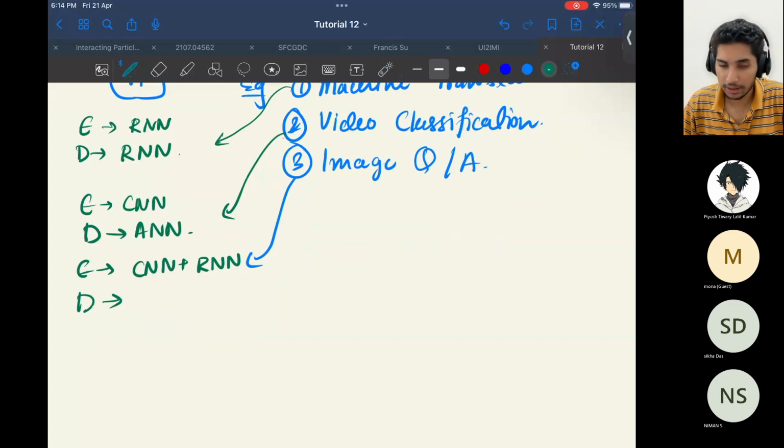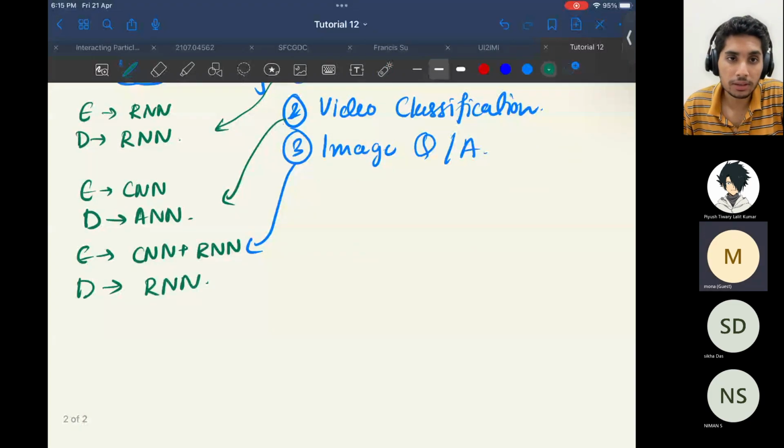So I hope I am able to give you a picture that different applications demand different architectures for encoders and decoders. It depends on what application you are trying to solve, and the architecture will be specific to that application. Okay, some question, go ahead.